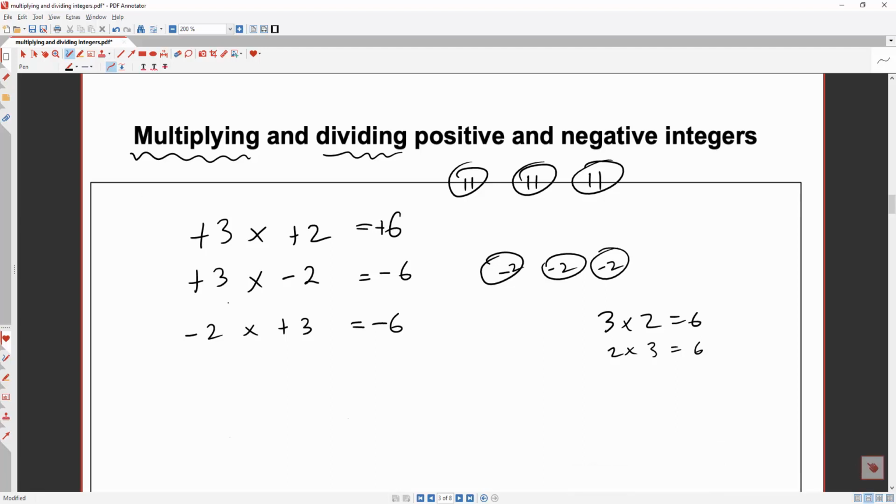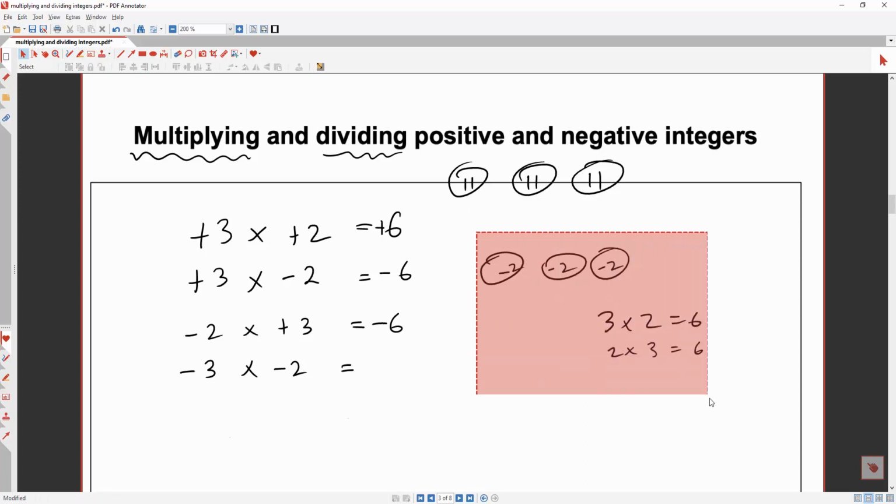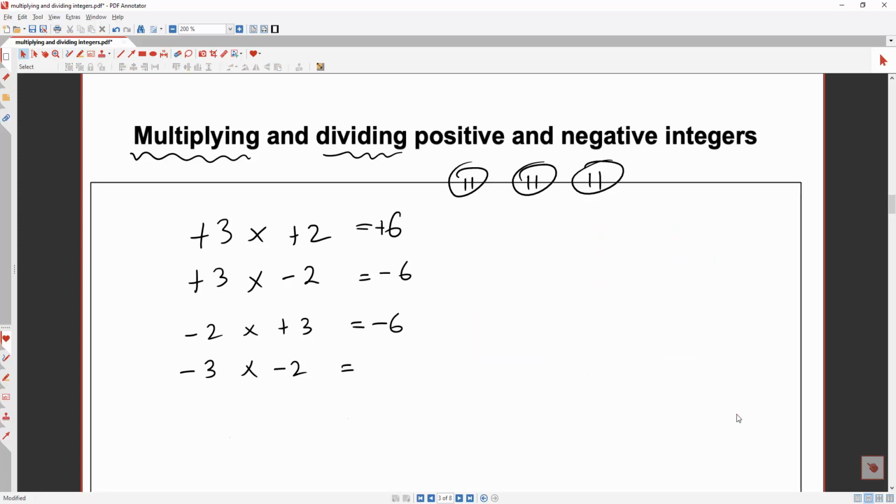Alright, and the final example again is the kind of unusual one. Let's do negative 3 multiplied by negative 2. To do this one, what I'll use is a method of explaining what happens, which is the pattern method. First of all, I'm going to do 3 times negative 2. Now we've seen that already. That's 3 times negative 2. That's negative 6. Right, now what I'll do is 2 times negative 2.